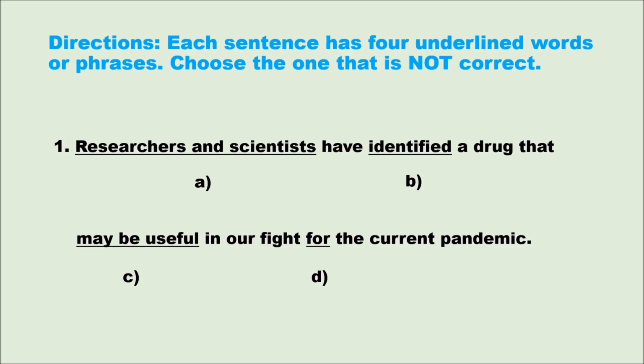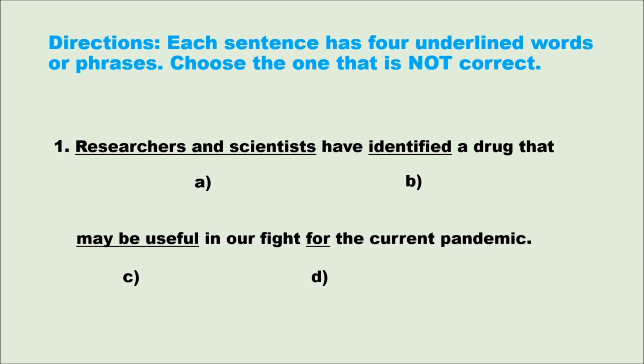Directions. Each sentence has 4 underlined words or phrases. Choose the one that is not correct. Before we begin to answer these questions, let's talk about strategy first. Yudee, what should viewers be doing first? Well, the viewers should look for the words in the sentence that are not underlined. Good idea. Why? Because those words are guaranteed to be correct.